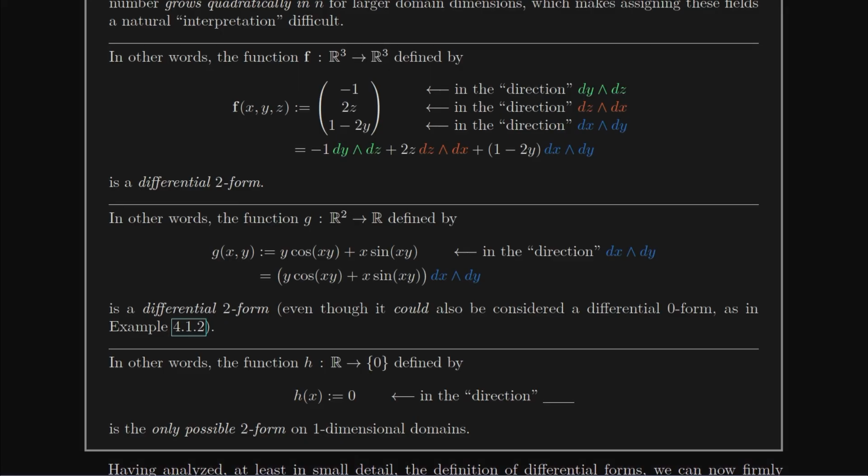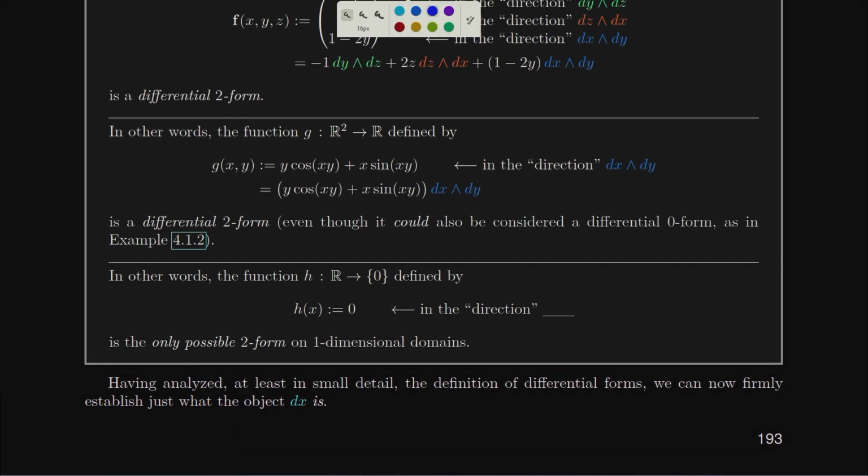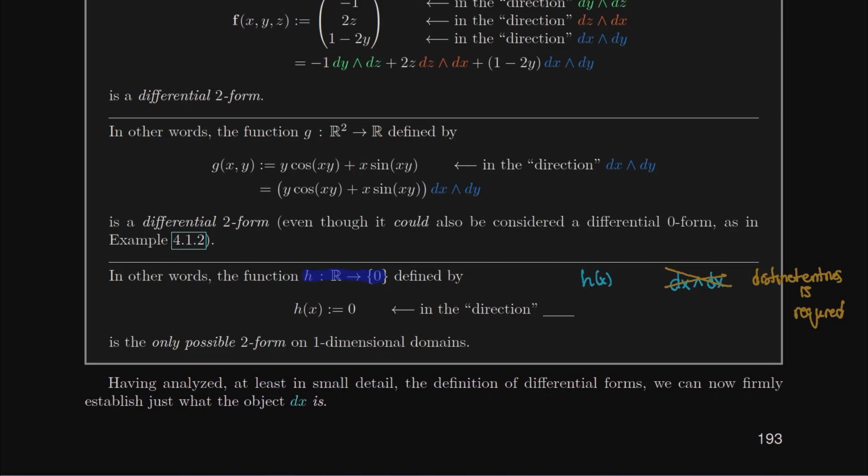Now it really turns out that there isn't going to be 2 forms from one input dimension, because even if I attempt dx wedge dx, which would be my only choice, the definition of my form said that the entries in these dx's or dy's or dz's have to be distinct. Distinct entries is required. And so there's only one possible 2 form on 1-dimensional domains, which is just a 0.